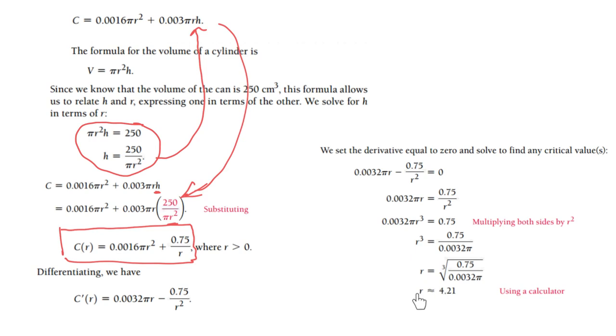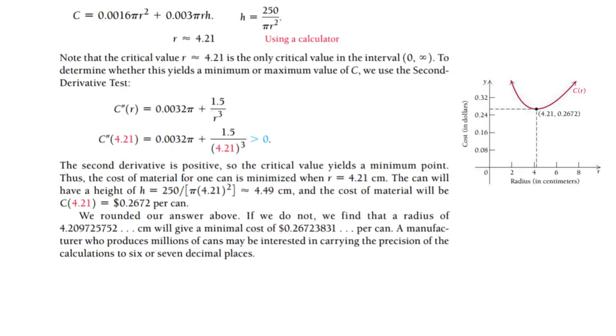We are not done with the problem. We just found the critical value. Now we need to minimize this function. We can take the second derivative, then substitute this critical value into the second derivative to check the sign. I took the second derivative and substituted the critical value. You can see all these are positive numbers and we are adding them, so definitely this is a positive number, greater than 0. So the original graph will be concave upward. There will be a minimum at r equals 4.21.